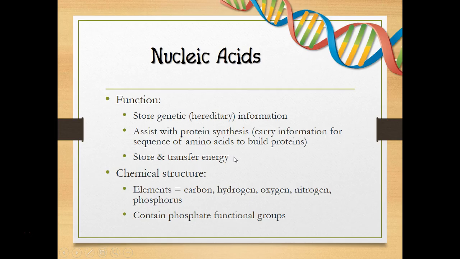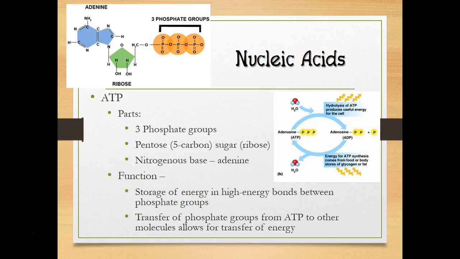So in terms of chemical structure, what do I need to know? Well, carbon, hydrogen, oxygen, again, nothing's changed. These guys also have nitrogen like your proteins do, but now they've got phosphorus instead of sulfur. So they contain phosphate functional groups. Let's take a look at ATP first. This is a modified nucleotide, and nucleotides are your building blocks, which we'll talk about in just a second. I say it's a modified nucleotide, and you'll see what I mean in a moment.